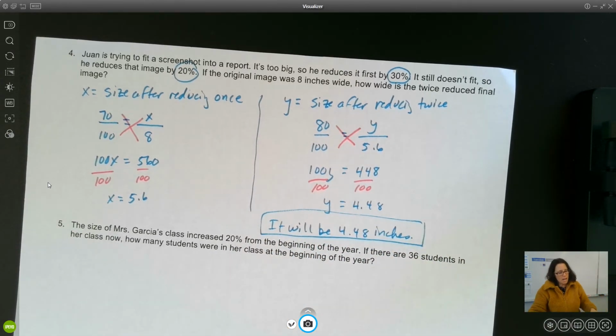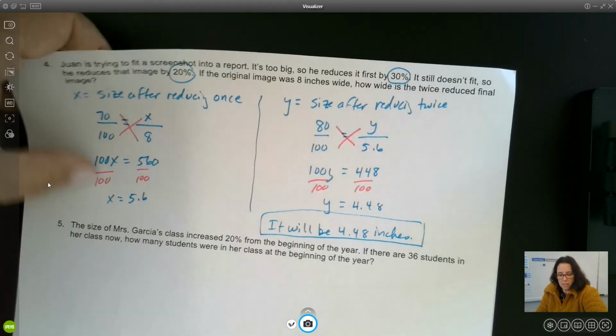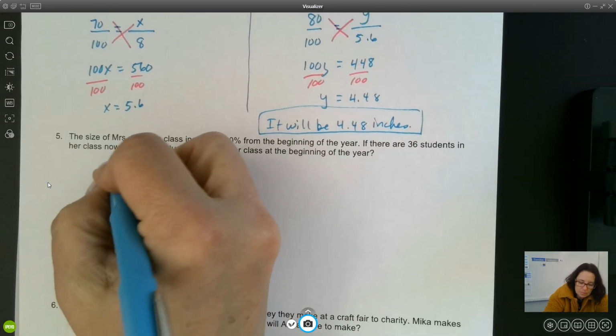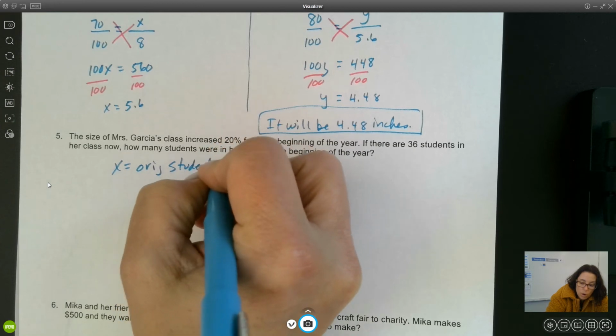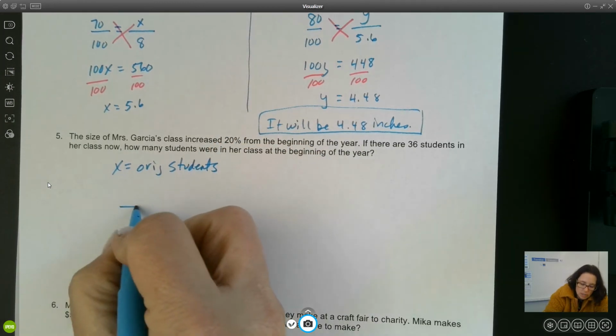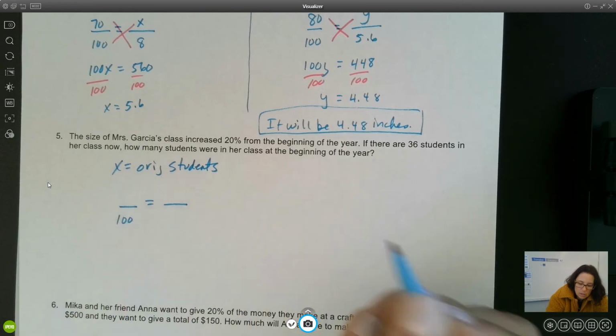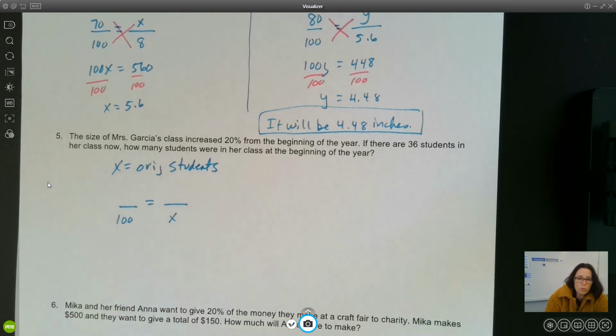Okay, number 5. The size of Mrs. Garcia's class increased 20% from the beginning of the year. If there are 36 students in her class now, that's with the increase, how many students were in her class at the beginning of her year? So x equals the original students before the increase. Okay, we're looking for the original students before the increase.